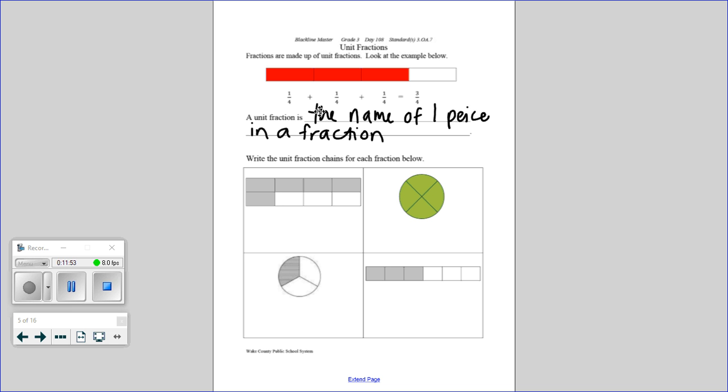Hey, that sounds familiar, doesn't it? It has to be 1 puppy plus 1 puppy plus 1 puppy. 1 cupcake plus 1 cupcake plus 1 cupcake. 1/4 plus 1/4 plus 1/4 equals how many fourths? Ava? 3/4. Very good.